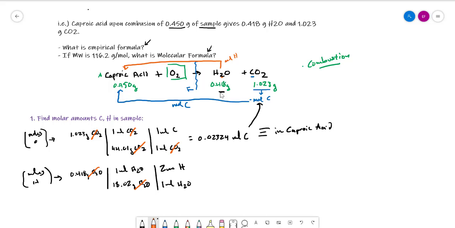And that's crucial because I've got this 2 here. That's what's different between moles of carbon and moles of CO2. Those were 1-to-1 because that's just CO2. In the case of hydrogen, there are 2 of those for every 1 unit of H2O. And so that's going to produce a value of 0.0469 moles of H, which, because hydrogen can only be coming from the caproic acid, is also the moles of H in the caproic acid. So we're working our way through this. Let's move on to the next step.